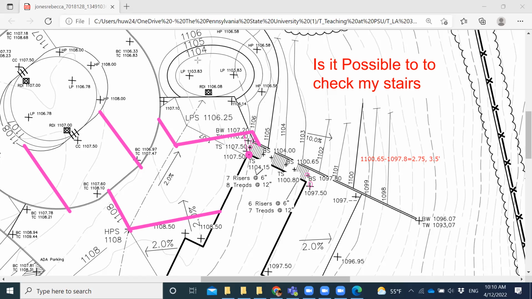Yeah, I'm a little confused about the edge of pavement here. If your edge of pavement is over here, that's probably it, right? Yeah, your edge of pavement. Okay.